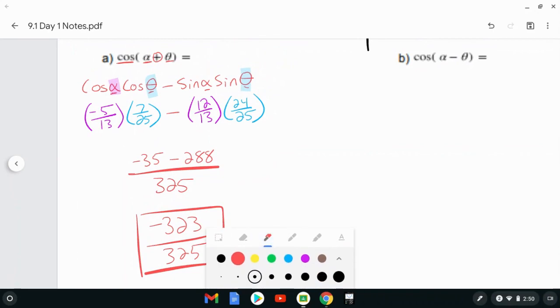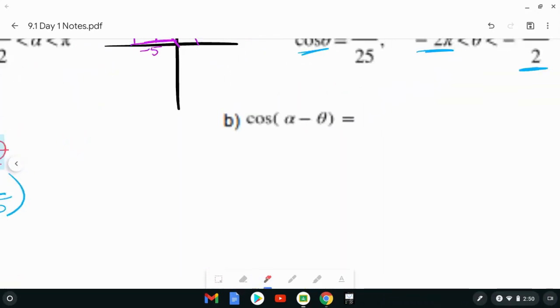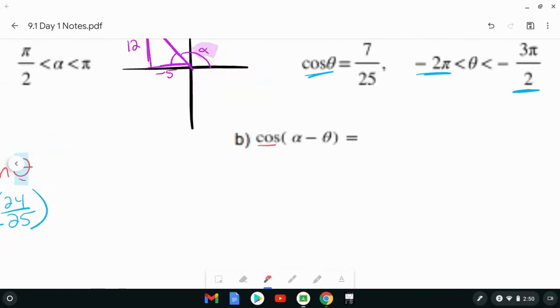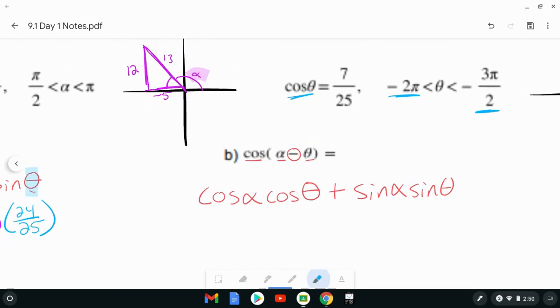On part B, we're going to do the same thing. So we're going to do cosine of alpha minus theta. So again, cosine of alpha minus theta would be cosine of alpha times the cosine of theta plus sine of alpha times the sine of theta. And again, we're going to use the diagrams that we've made based on the given information to find the sine and cosine of alpha and theta.